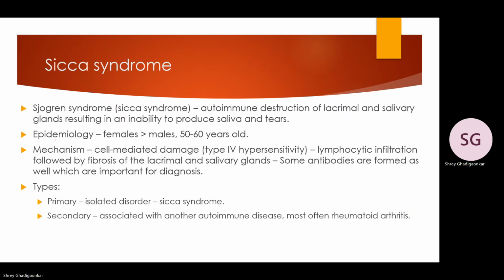So regarding the mechanism, this is a type 4 hypersensitivity. So it involves cell-mediated damage, specifically T cells, and the lymphocytic infiltration is followed by fibrosis of the lacrimal and salivary glands. And as a result of this, you also have antibody formation. Specifically, there are two types. You can have a primary type and a secondary. Primary is basically an isolated disorder, which is called Sicca syndrome, so it's only the glandular involvement. And the secondary is associated with another autoimmune disease, most often rheumatoid arthritis.